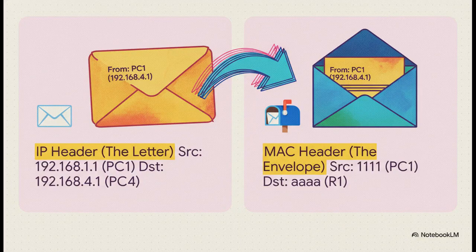Okay, now this is where the real magic happens. Let's look at how the packet is actually packaged up. The inner IP header, that's our letter. It contains the original source and the final destination. That part is sealed and never changes. But the outer MAC header, that's the envelope, is addressed only to the very next stop, router R1.